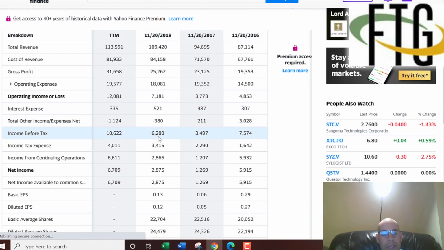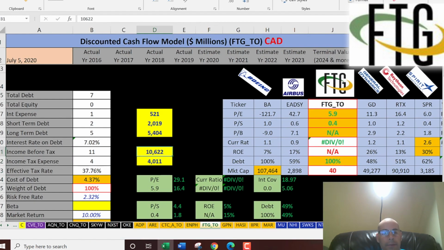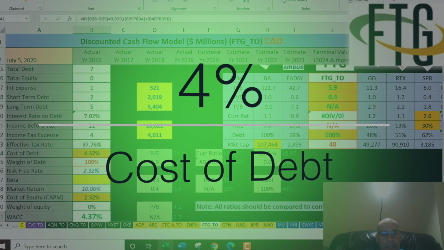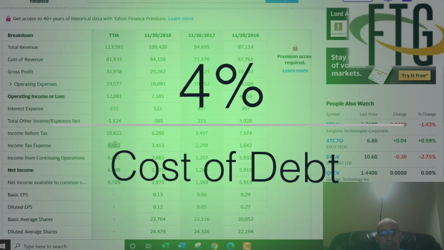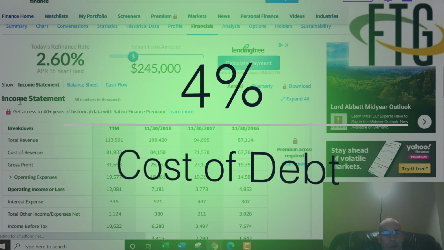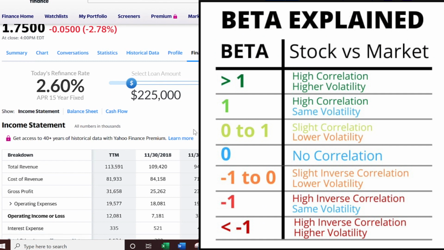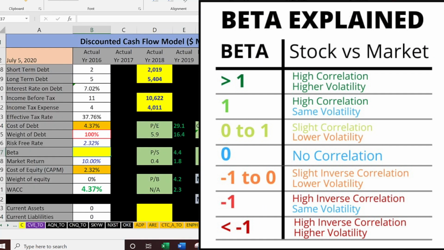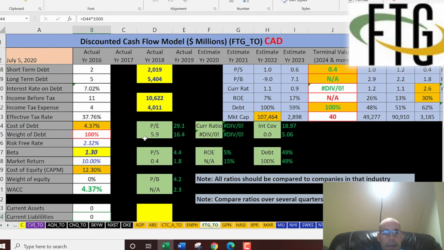Interest payments are tax deductible, so let's get their effective tax rate. They have $10 million of income before tax and $4 million of taxes. So the cost of debt is 4.4%. To get the cost of equity, we need the beta, and that's how volatile the stock is relative to the market. They have a beta of 1.3, so the stock moves a little more than the market does as a whole. So it's not too volatile.